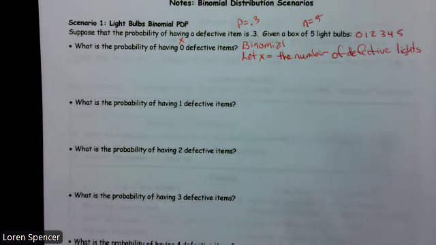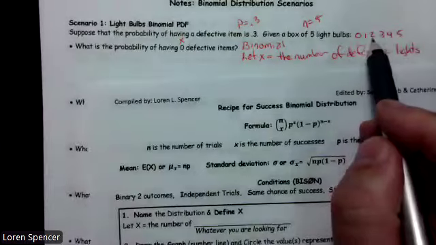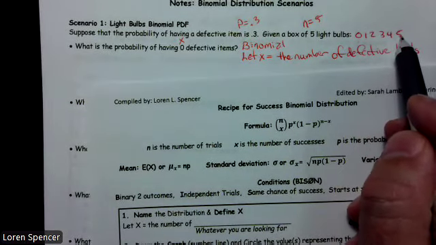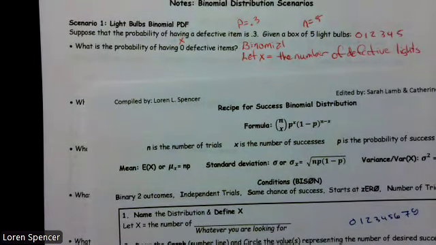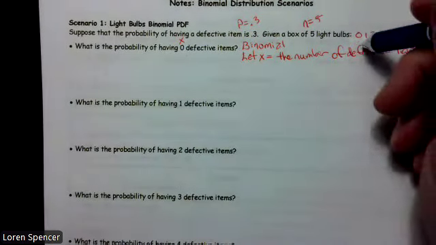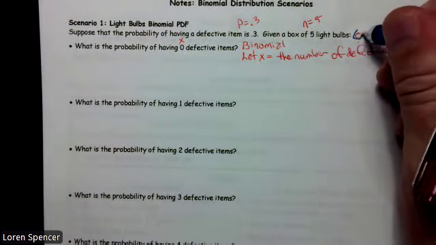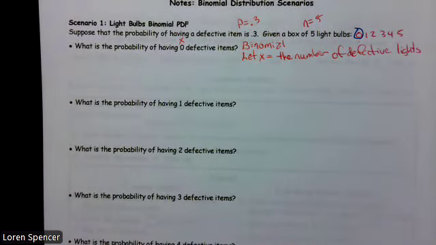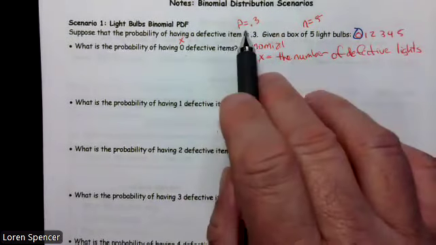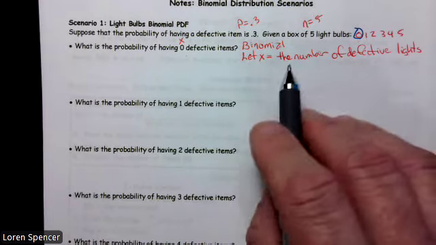All right, the next thing is draw the graph. Well, I already made a number line. I can have 0 defects, 1 defect, 2 defects, 3 defects, 4 defects, or 5 defects, and circle the number of desired successes. In this case, I only want 0 defects, so I'm going to circle 0. That's what I need. I need to identify my p-value. My p-value is 0.3 and n is 5, so that's done.